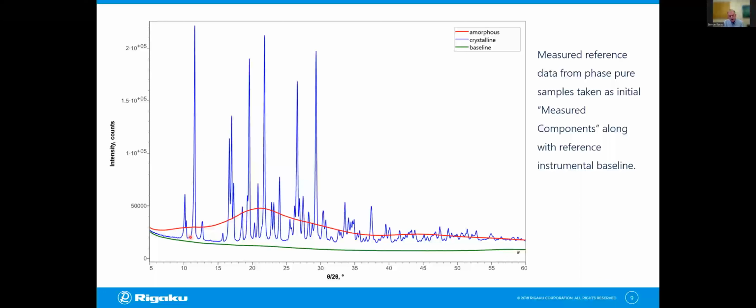And in blue, we have the second component. This is the second measured diffraction pattern. This is of the crystalline component. So in this particular case, we were lucky enough that we had pure forms of each of the components that we could measure. We could derive and calculate a background in green. We had a pure amorphous sample that we could measure, and we had a pure crystalline sample that we could measure. So these are measured components that we could, in principle, use for our component analysis.